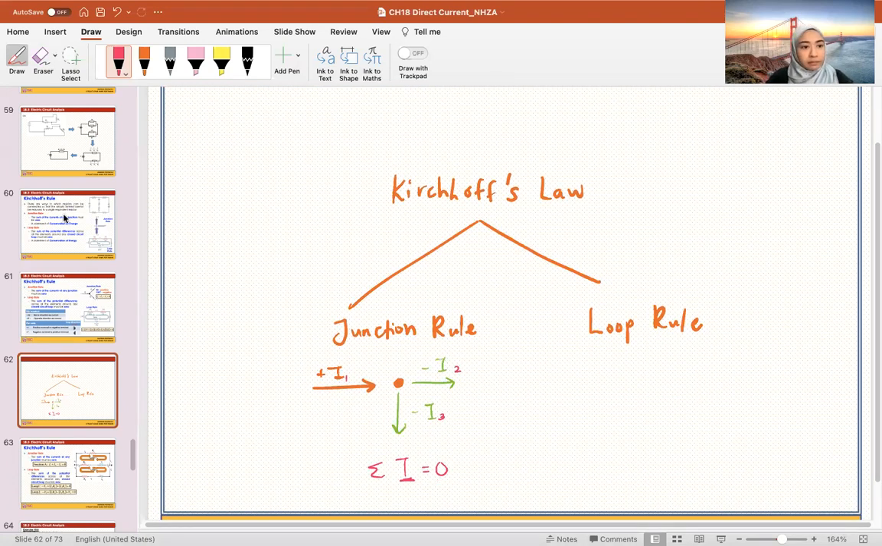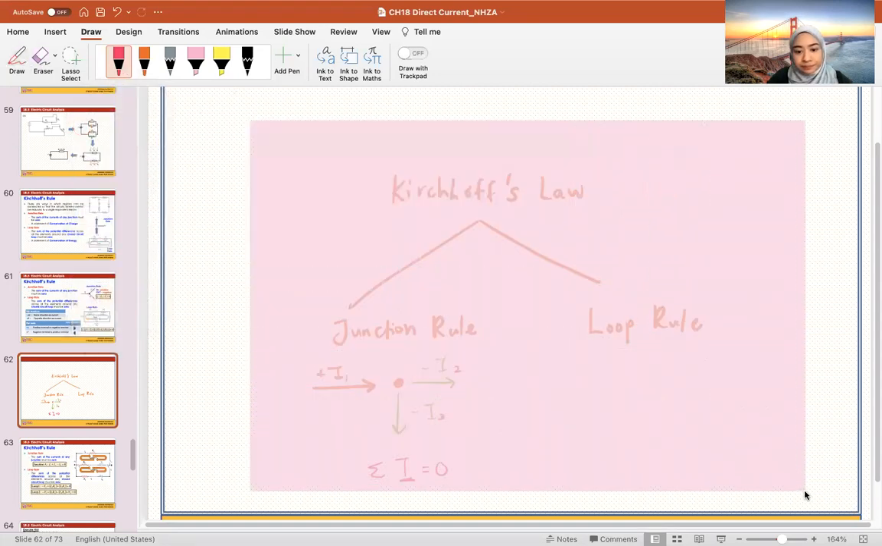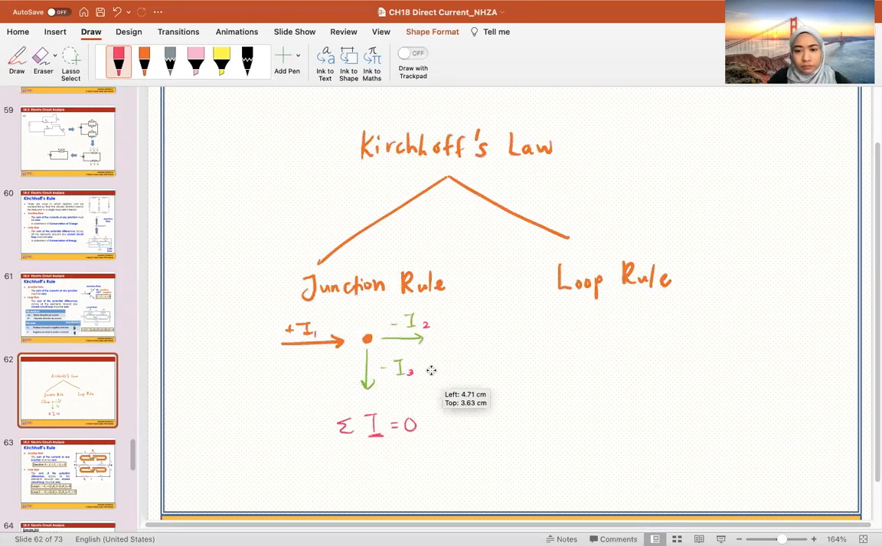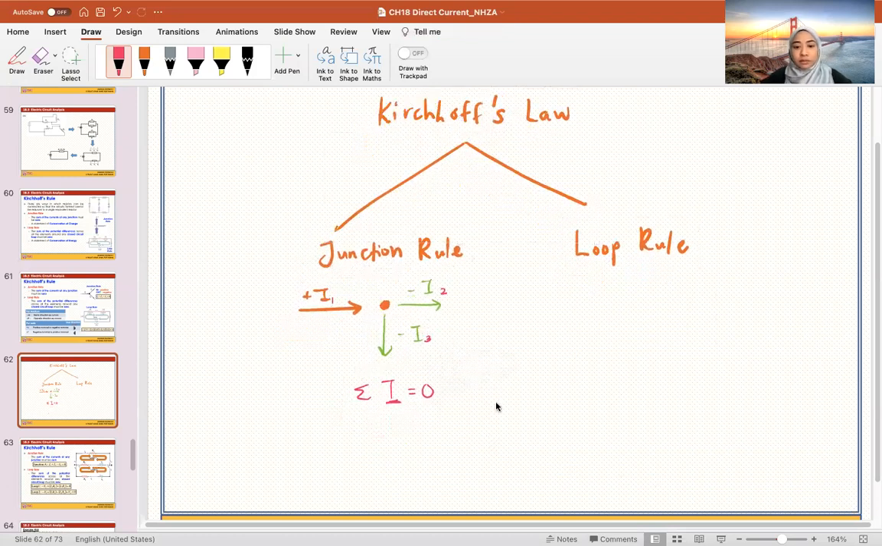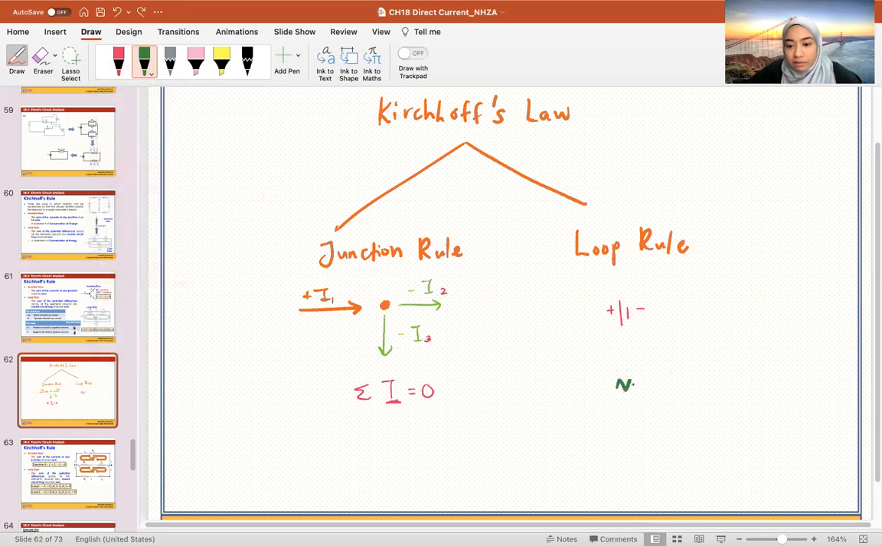And then we also have the loop rule. I think I need more space, so I'm going to shift this a little bit. Okay, so the loop rule, based on its name, we need to draw a loop. So we have a battery. This is our positive terminal. This is our negative terminal. And typically we also have a resistor or capacitor. Doesn't really matter actually, as long as it's a circuit. So I have a resistor over here.